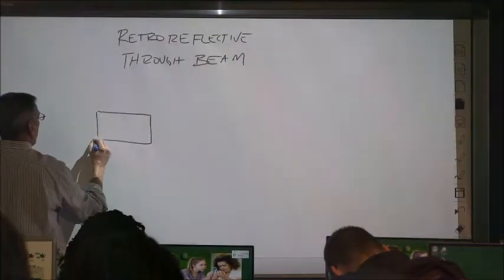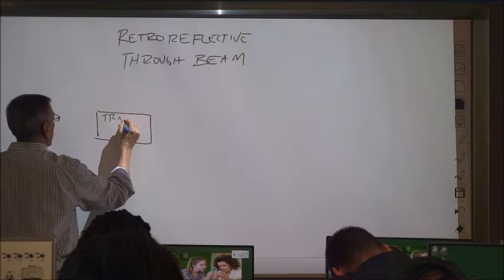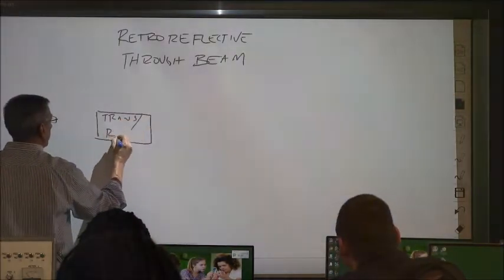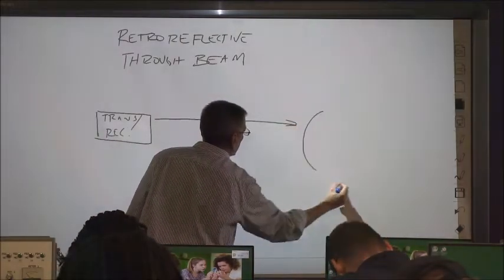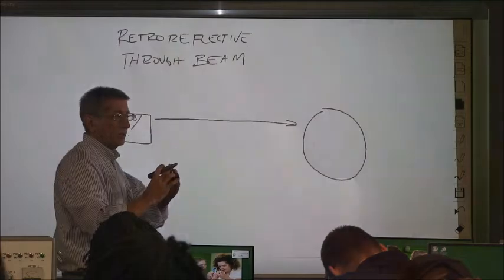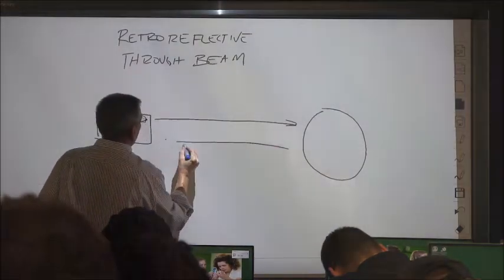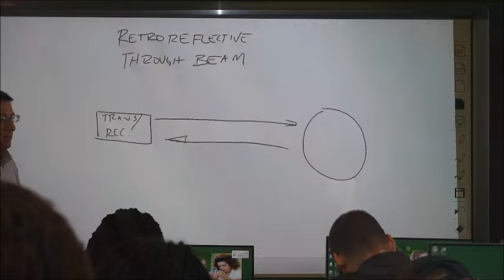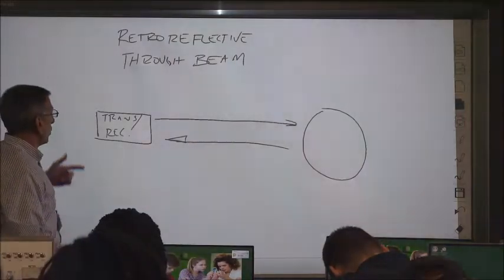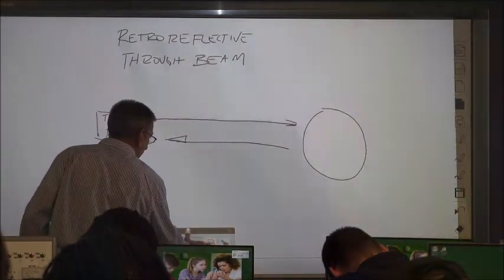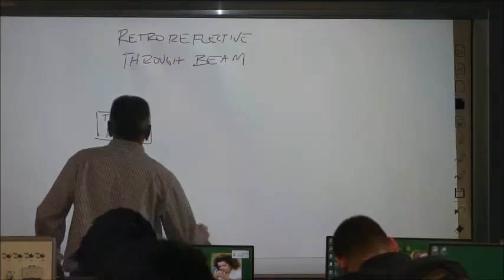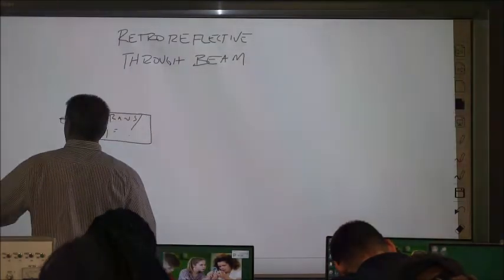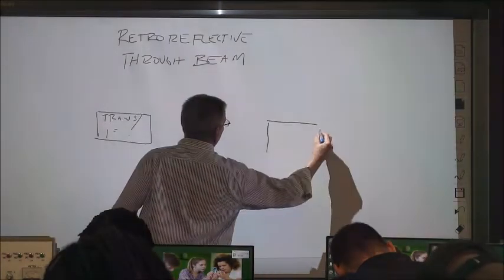Yes, that's right. So reflective, you have both a transmitter and a receiver built into one package, and then it sends a beam out to a reflector, just like you've seen the round reflectors. And then it's reflected back to the receiver. Through beam, basically the same, except you have the transmitter in one package and then the receiver in another, right?